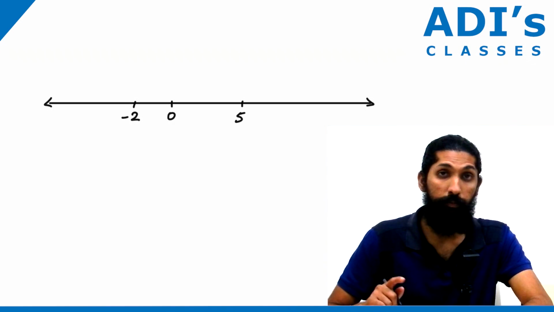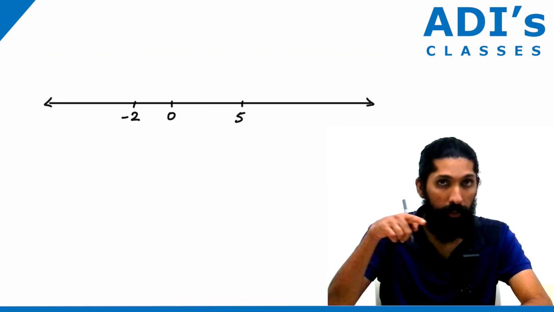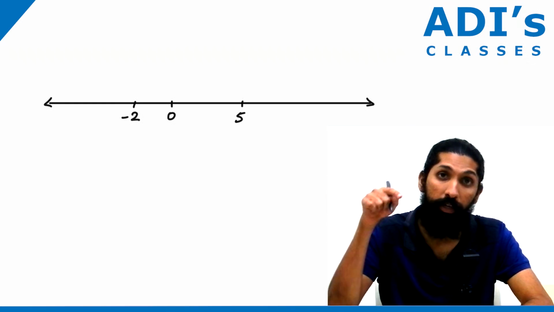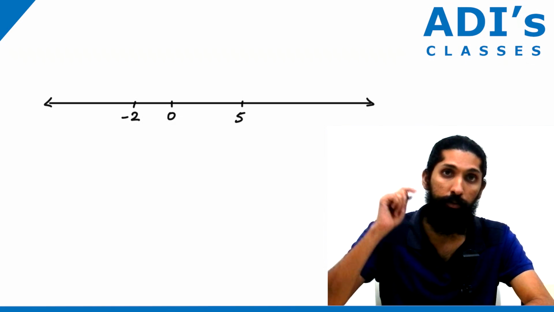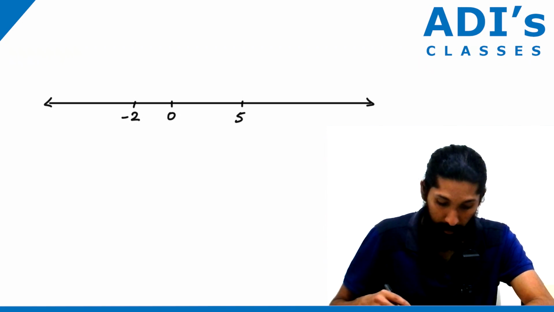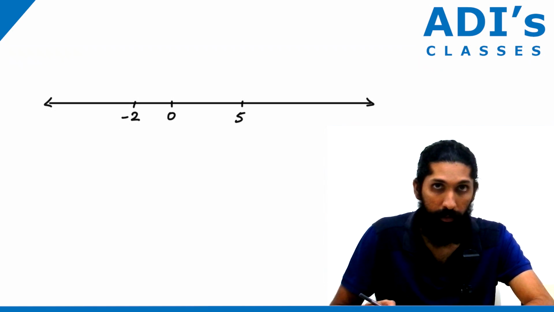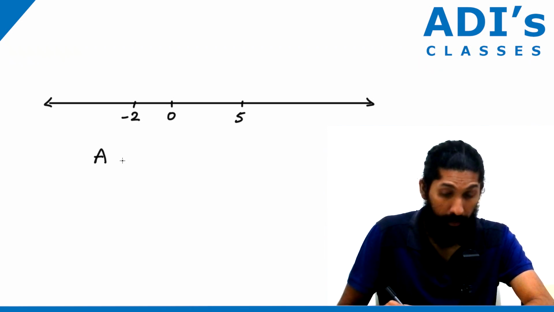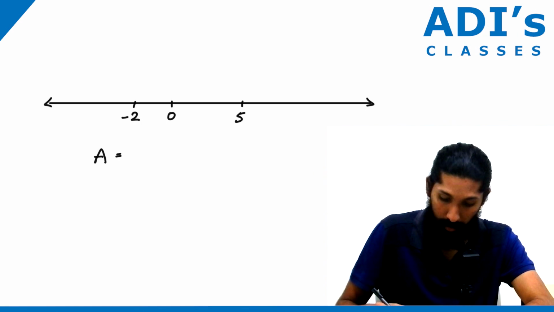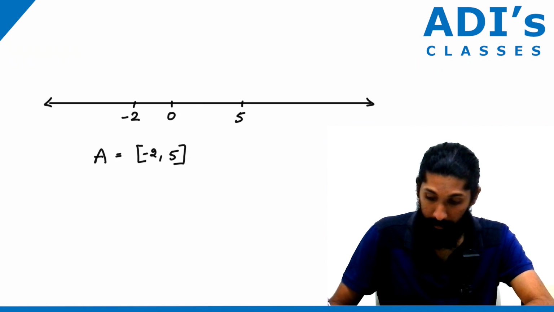The first type is where we have a subset where both -2 as well as 5, both of them are included in the set. Again, I'll tell you, both of them are included. So that means here we are looking at a case where -2 and 5 are included, right? So we can say that the set A has a range from -2 to 5.